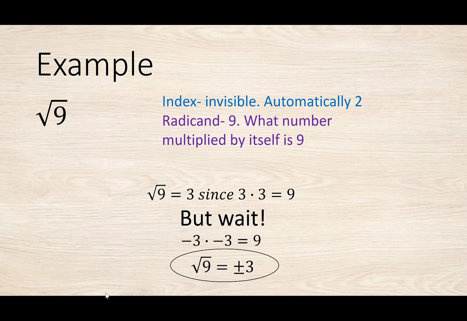We have to be super careful because negative 3 times negative 3 is also positive 9. So the square root of 9 really has two answers. It has a positive 3 answer and it has a negative 3 answer. And the way that we write that is just plus or minus 3.